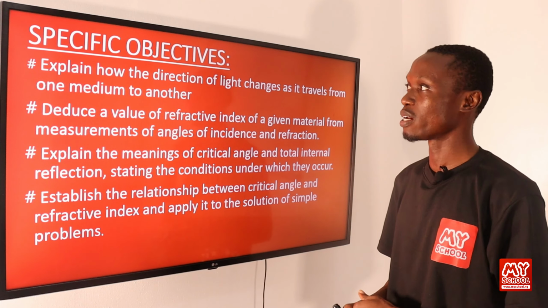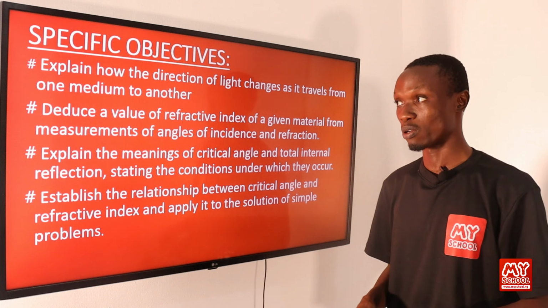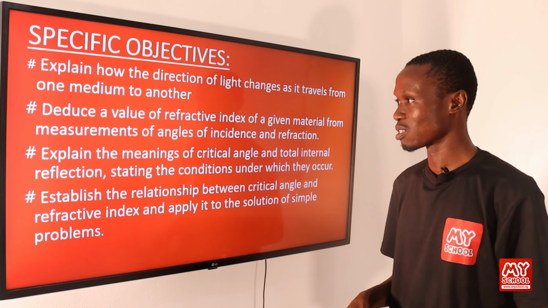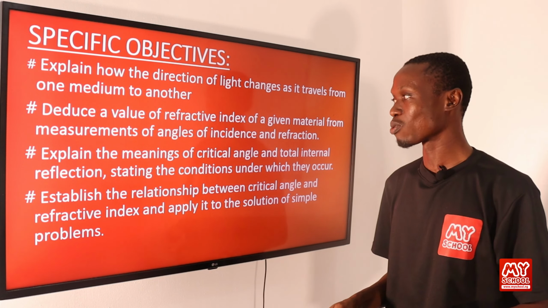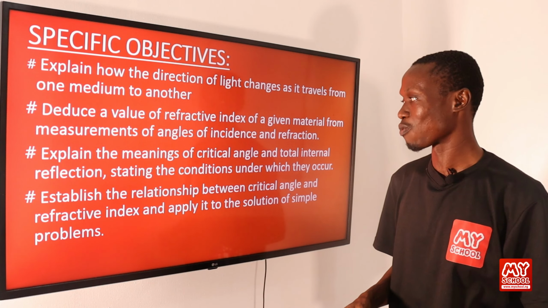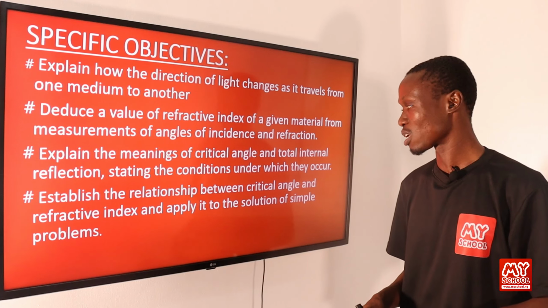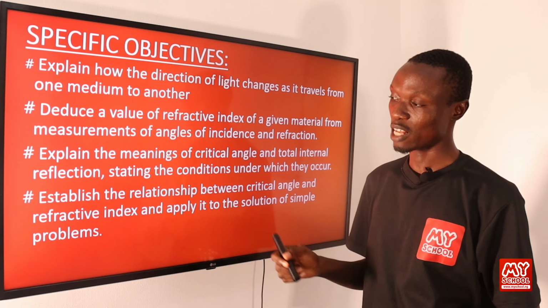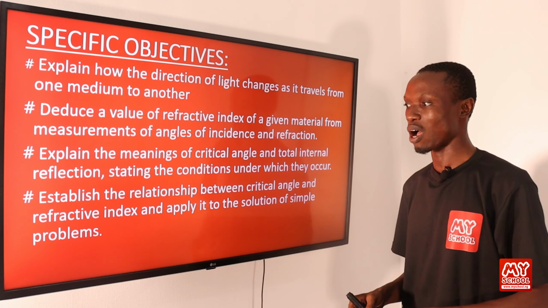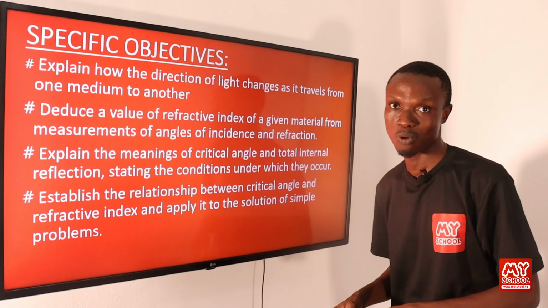Before we begin with our lesson, let's quickly run through the objectives for today's lesson. Objective number 1, explain how the direction of light changes as it travels from one medium to another. 2, deduce the value of the refractive index of a given material from measurements of angles of incidence and refraction. 3, explain the meanings of critical angle and total internal reflection, stating the conditions under which they occur. And the last but not the least, establish the relationship between critical angle and refractive index and apply it to the solution of simple problems.